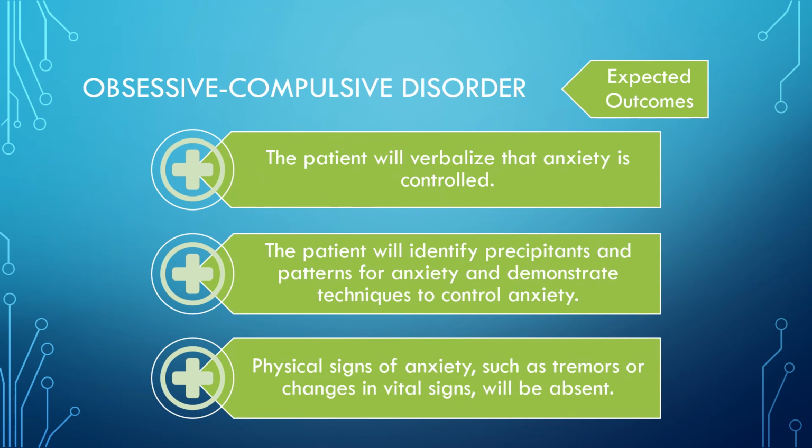Some expected outcomes of obsessive compulsive disorder is that the patient will verbalize that the anxiety they feel is controlled. The patient will identify precipitants and patterns for anxiety and demonstrate techniques to control anxiety. And physical signs of anxiety, such as tremors or changes in vital signs, will be absent. These are just some of them, but there are many more you could use.